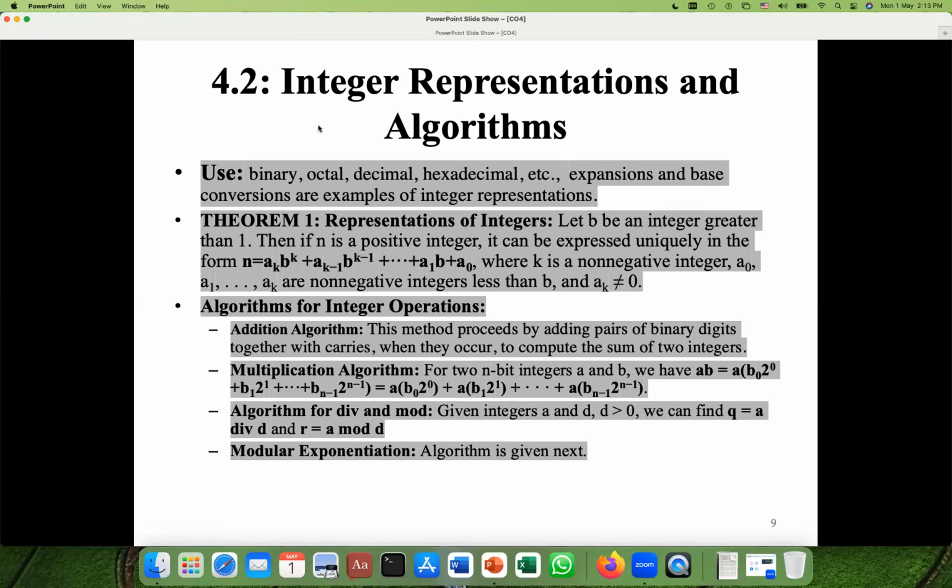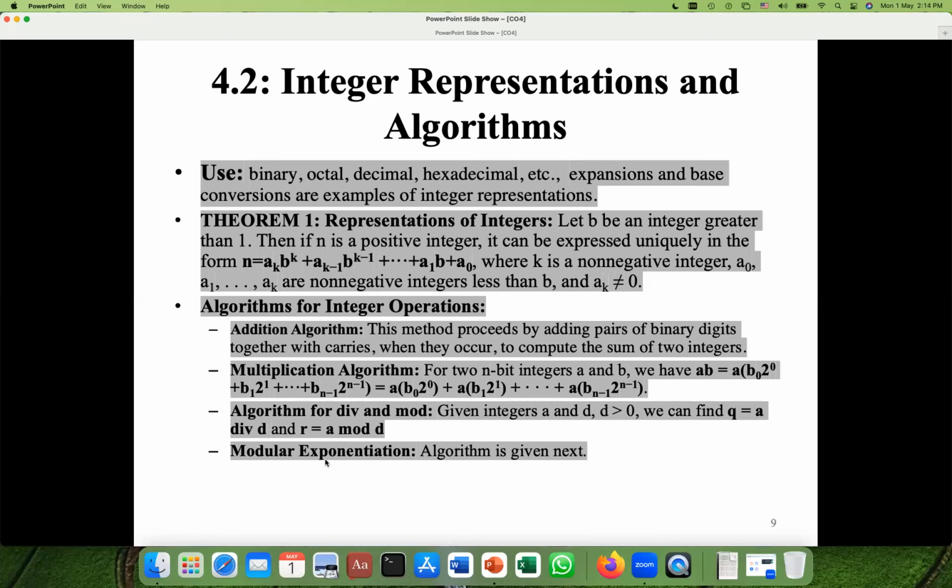It's not difficult. Integer representation is about how we can represent integers in binary, octal, decimal, and hexadecimal form. There is a representation formula here. And if you have two binary digits, you can add them, multiply them, divide them, and take the remainder. These are simple things, and you already know them because you studied a course called Fundamentals of Computers, maybe in your first semester.